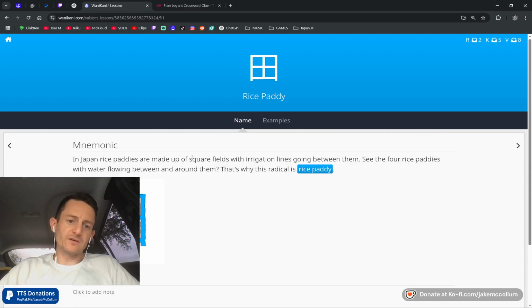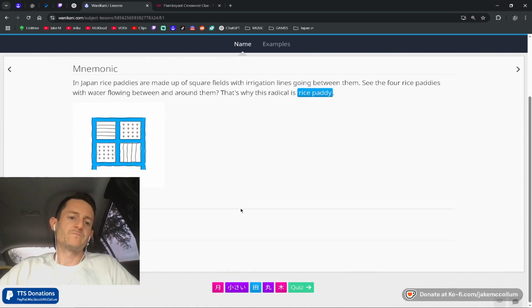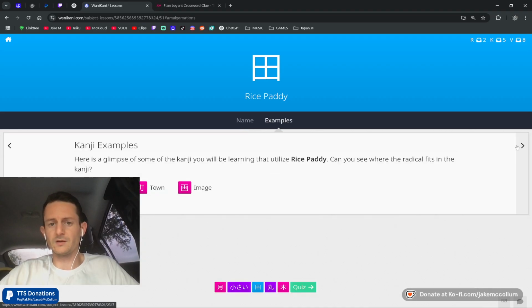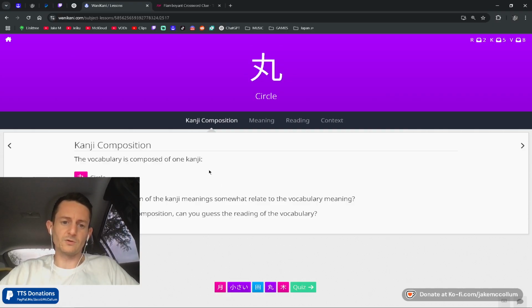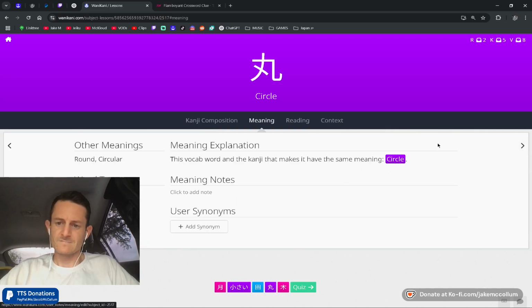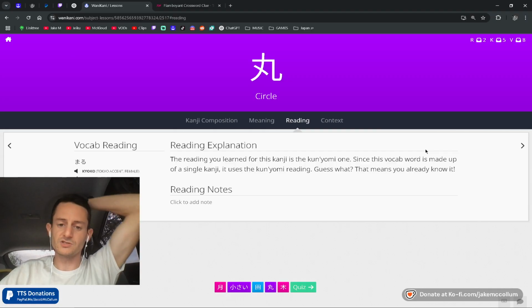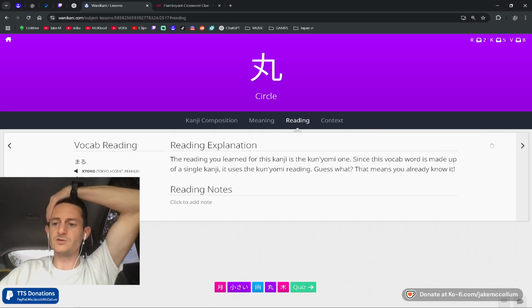In Japan, rice paddies are made up of square fields and irrigation lines going between them. See the 4 rice paddies with water flowing between and around them? That's why this radical is rice paddy. I knew it meant a rice field just from all the other stuff I'm studying, but rice paddy. Okay, paddy. Rice paddy. I knew this meant circle, even though it looks absolutely nothing like a circle, and that is an abomination. Yes, I know it means circle. This reading you learned from this kanji is the kunyomi version of it. Since the vocab word is made up of a single kanji, it uses the kunyomi reading. Guess what? That means you already know it. Amen.